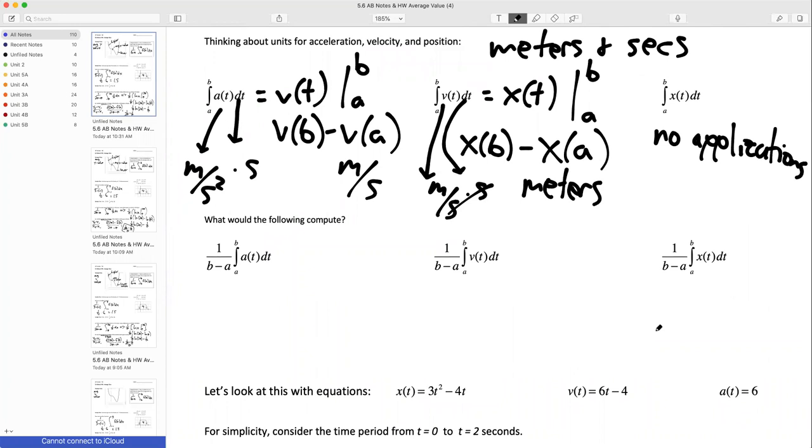So what would the following compute? I need you to go back to your notes on the first page and tell me what this is. This is an average value of a function. What is my function in this case? The acceleration. So this is the average value of acceleration.